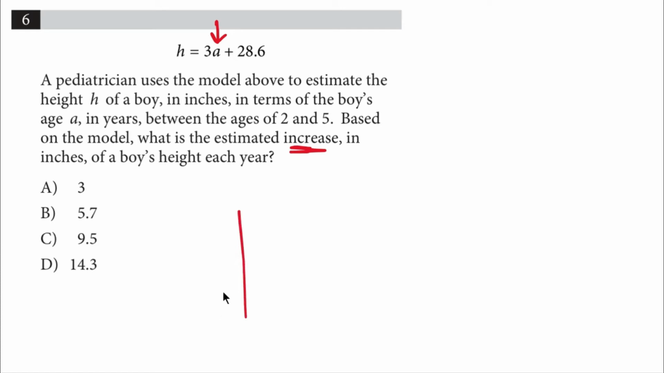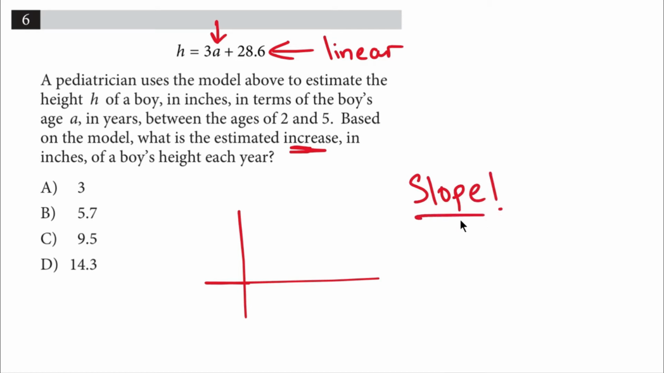Guys, when we talk about increase or decrease for linear relationships, when they ask you to find the increase or decrease or a rate of change, you have to immediately think about the slope, because the slope tells you how much something is increasing or how much it's actually decreasing. So slope is what you have to think about.